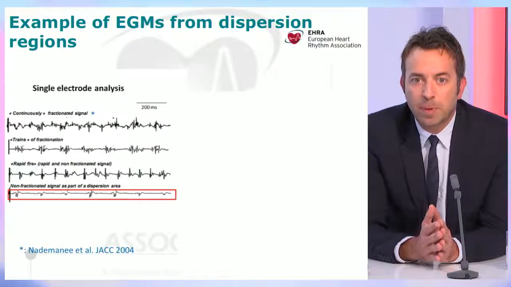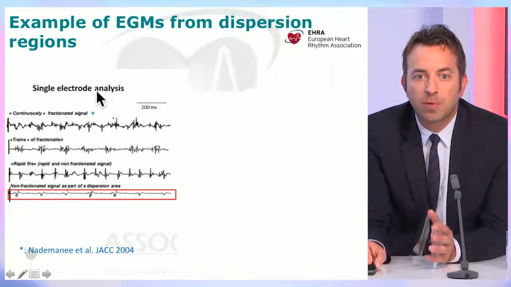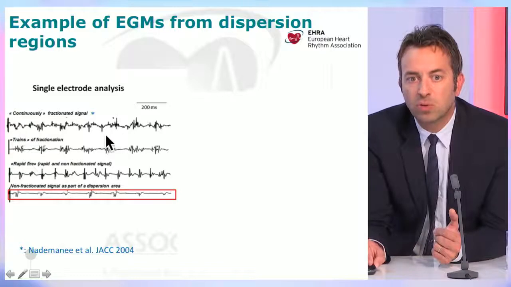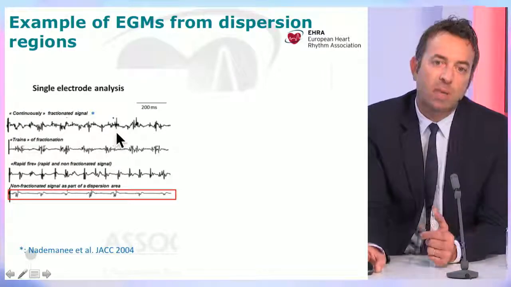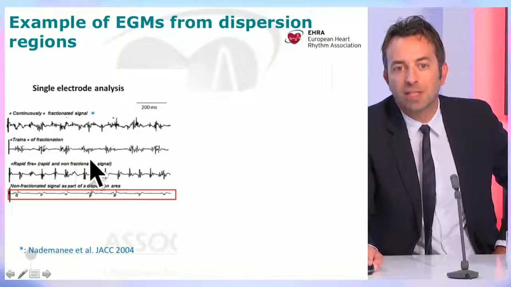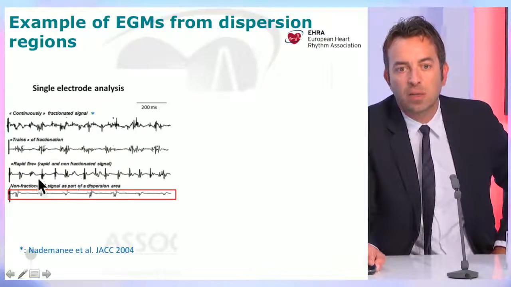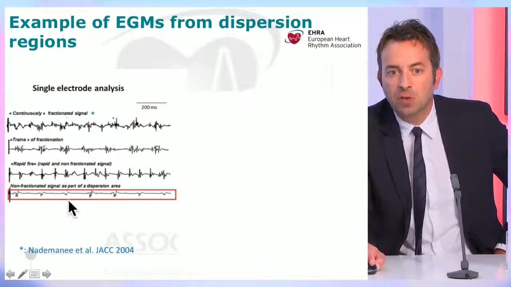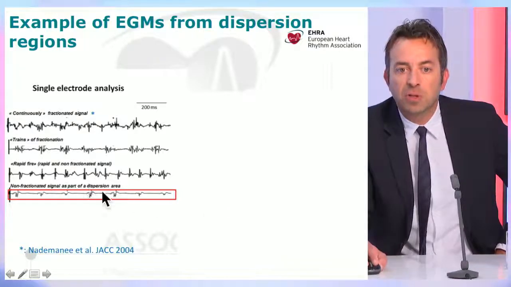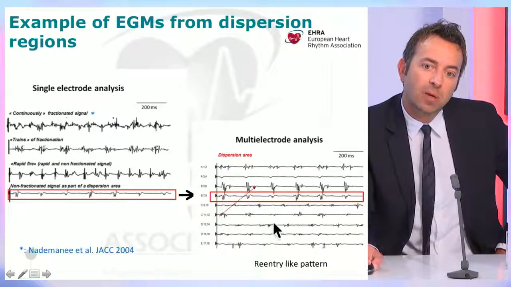So let me show you a few examples of electrograms that can be recorded from a dispersion region. You can see here examples of single bipole analysis. Of course, we often recorded continuous CAFE, as first described by Nademanee. But we can also observe non-continuous CAFE, as shown here, what we call trains of fractionation. We could also see non-fractionated electrograms with very short cycle lengths, what we call rapid fires. And here you can also record non-fractionated and non-rapid electrograms that, observed independently, don't seem very interesting, but if you look at the neighbor, it seems to be a reentry-like pattern.